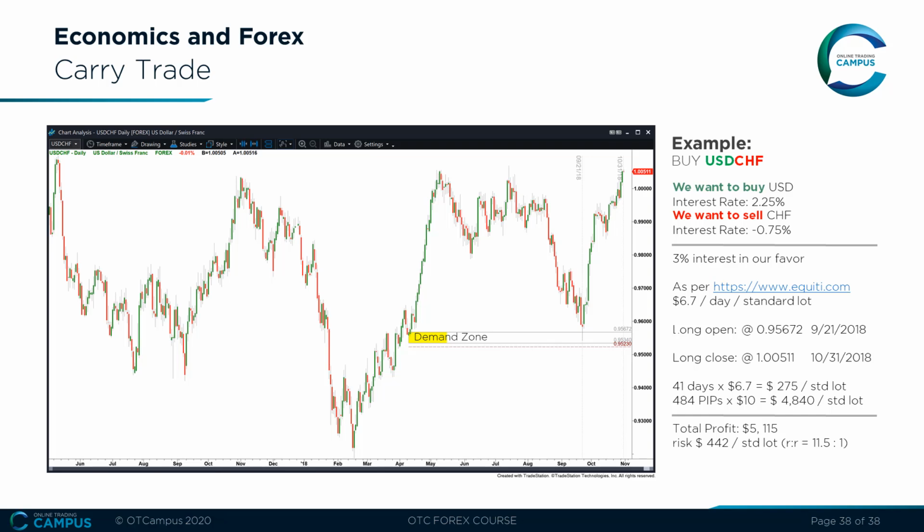So buying USD CHF at daily and weekly demand and holding it for 41 days meant we made $275 per standard lot on just the interest, assuming we traded this with one standard lot. Our risk for this demand zone was $442, making $275 on interest is almost paying the risk for that trade. So even if we were stopped out at break even, we would have still made money.